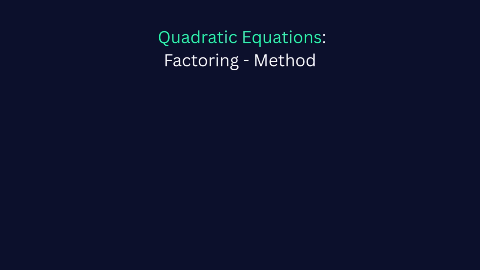Let's try to solve this quadratic equation using the factoring method. Alright, let's look at our equation. We have 6x squared minus 7x minus 5 equal to 0. If you look at this equation, we have three terms. The first term is 6x squared, and the coefficient of x squared is 6, the middle term is 7x, and the constant is 5.